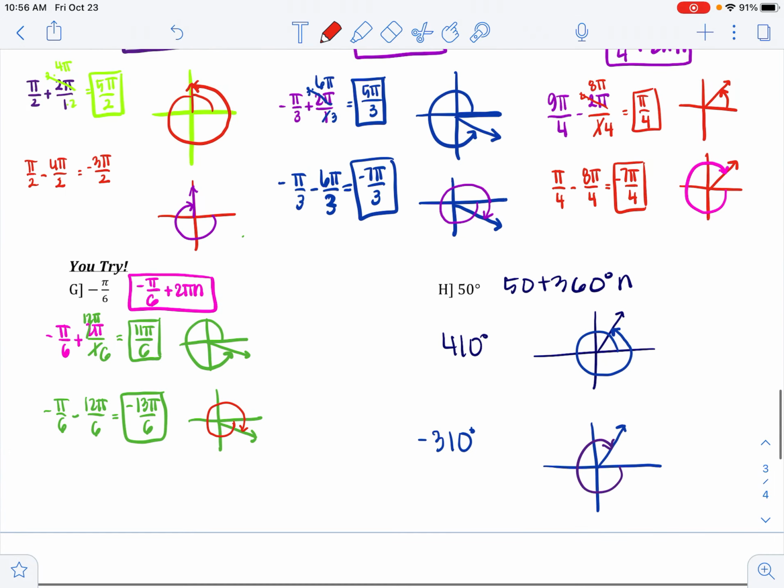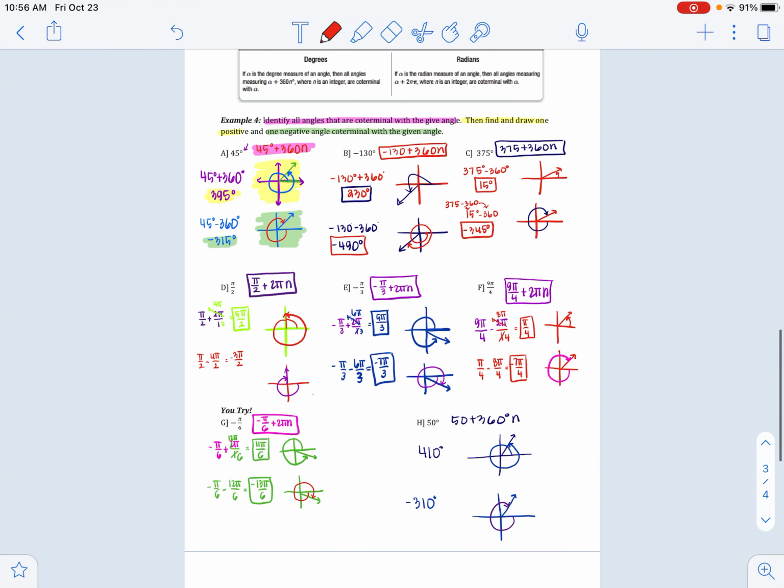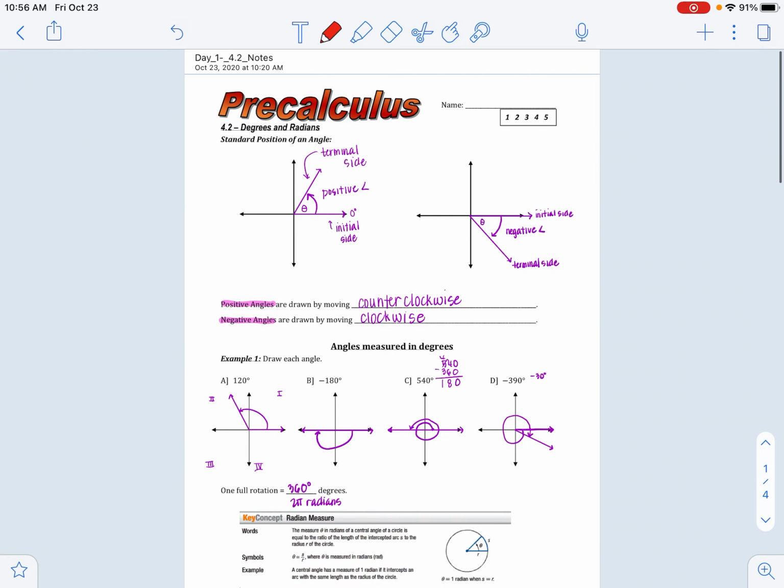All right, that's it for degrees to radians, radians to degrees, and drawing and finding coterminal angles notes. You can go ahead and either get started on the bookwork, or you can watch the next screencast on notes.